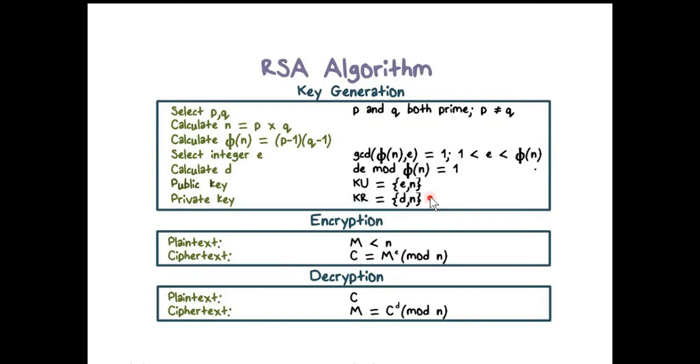So this e and n become the public key, and d becomes the private key. The public key is known to everyone, and the private key is known to the recipient. So this is the key generation. Then the encryption part: how do we encrypt the plain text? If you have message M, then you find its numerical equivalent, and you calculate the power e, which we have found here. Then m to the power e mod n will give you C, the ciphertext.